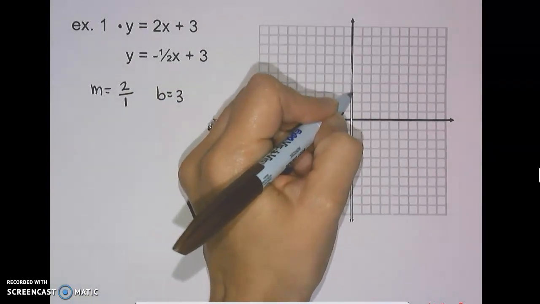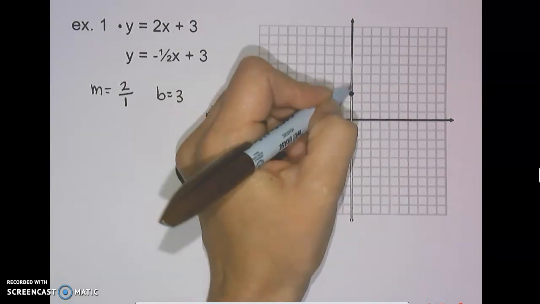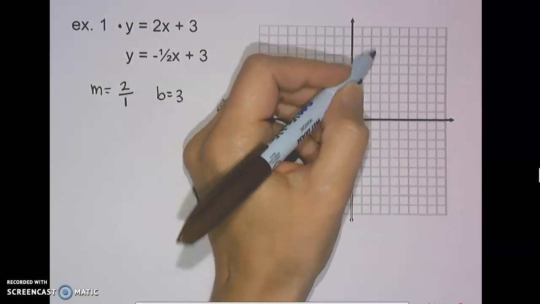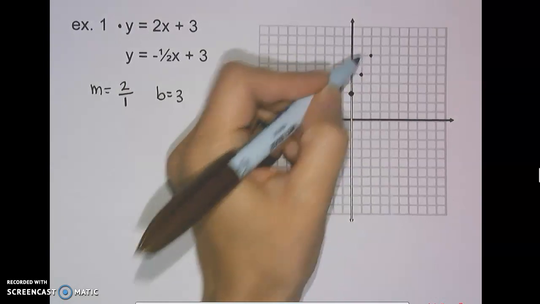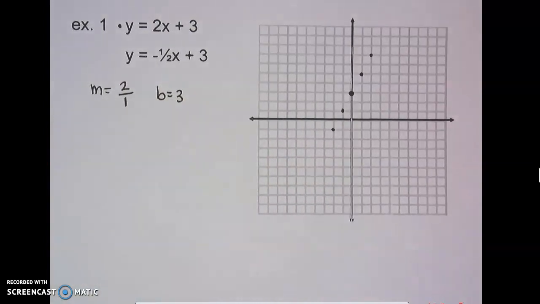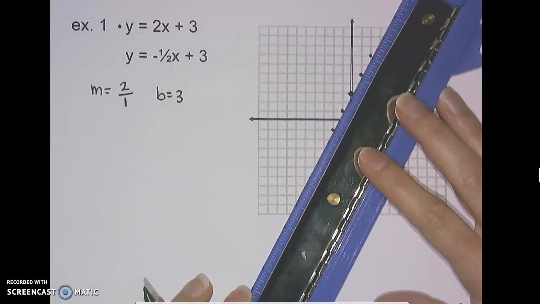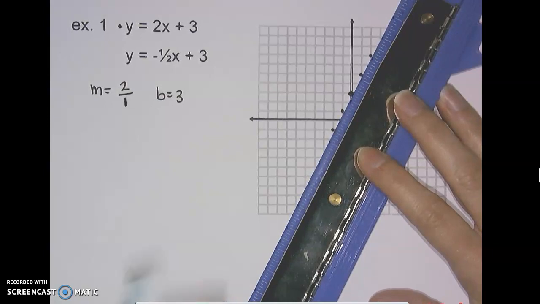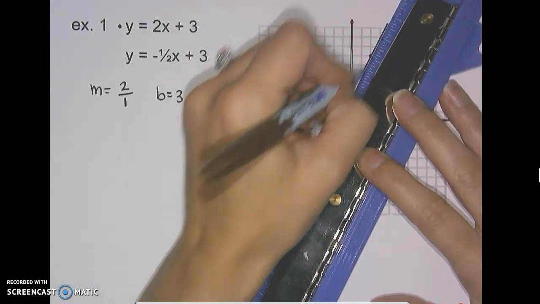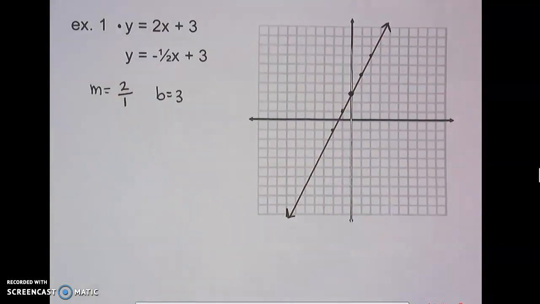We begin with b, which means we start up here at 3. Then we count our slope, rise over run, so up 2 and over 1. You could also go down 2 and left 1. You can make as many points as you want, but you should have at least 3. Because there's an equals sign with these, we are going to connect the dots with a solid line. All of our lines are going to be solid, going all the way through the graph, with arrows on the ends because they keep going forever in both directions.